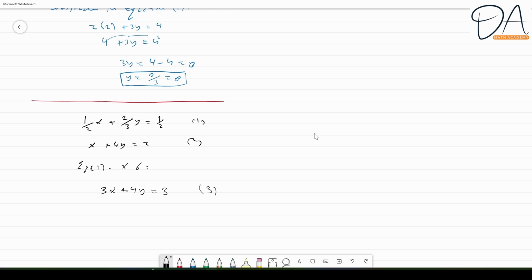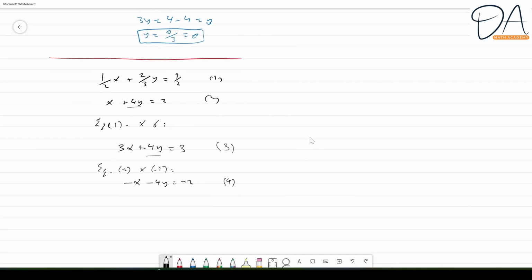Now what to do? We need to eliminate one of the variables. We can see here that you have 4y here and 4y here, but we just need them to have an opposite sign. So this is simple. We just need to multiply with -1. So let's say we'll take equation 2 and we're going to multiply it with -1. That will give you minus x minus 4y equals minus 2. So multiplying by -1 simply will change the sign for all the numbers. And let's call this equation 4, which is equation 2 after multiplying with -1.